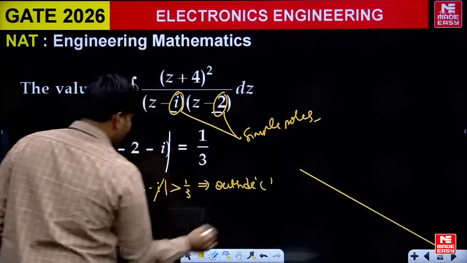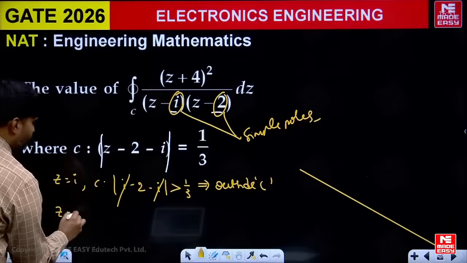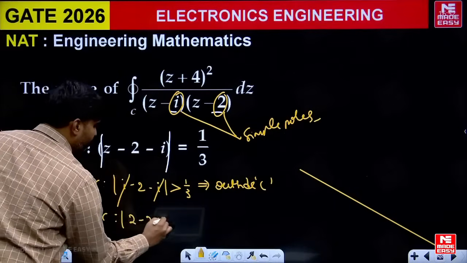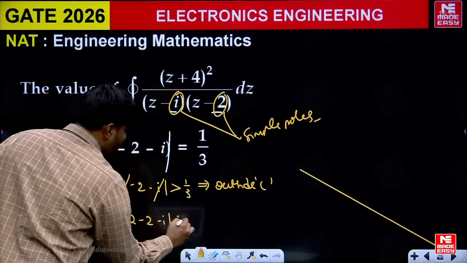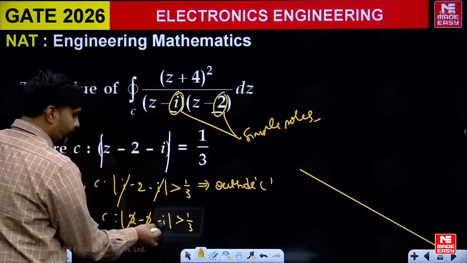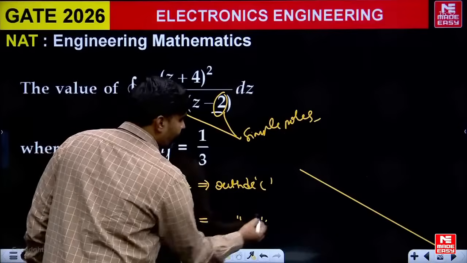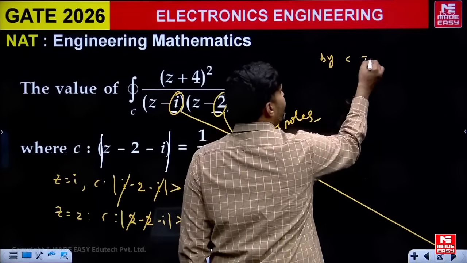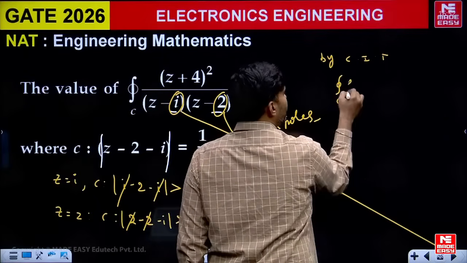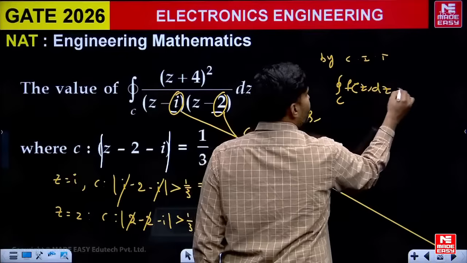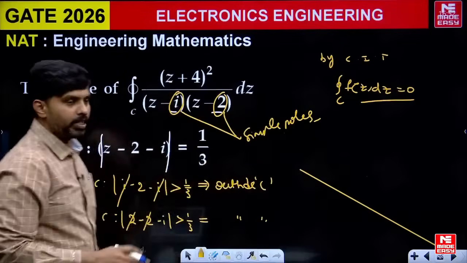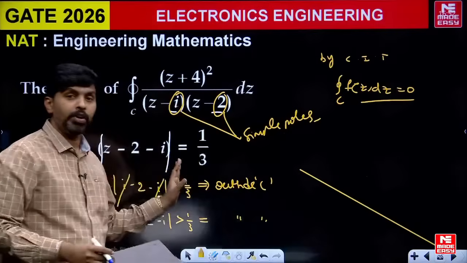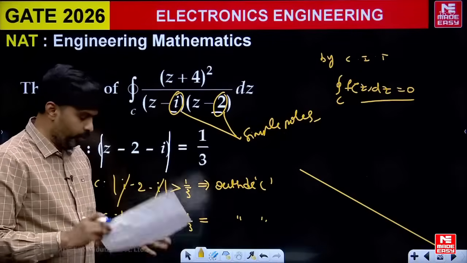Not only this, z = 2 - i will also be outside, because this is also greater than 1/3, because 1 is greater than 1/3, so again outside C. If every pole is outside, we apply the Cauchy integral theorem, so the integral of f(z) dz will be directly 0, right? So this is the answer. If this is the question and these are the poles and this is the contour, then obviously the answer is 0 here, correct.